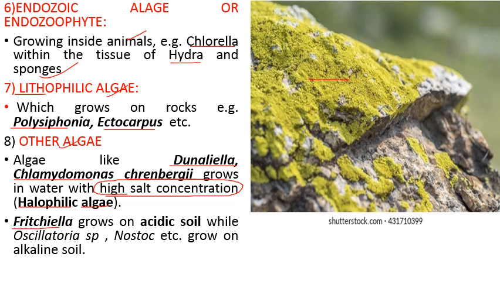Then we have this Frischella. It grows on acidic soil also, while Oscillatoria and Nostoc can grow in alkaline soil. So they can grow in diverse habitats. So this is the ecological distribution of algae.